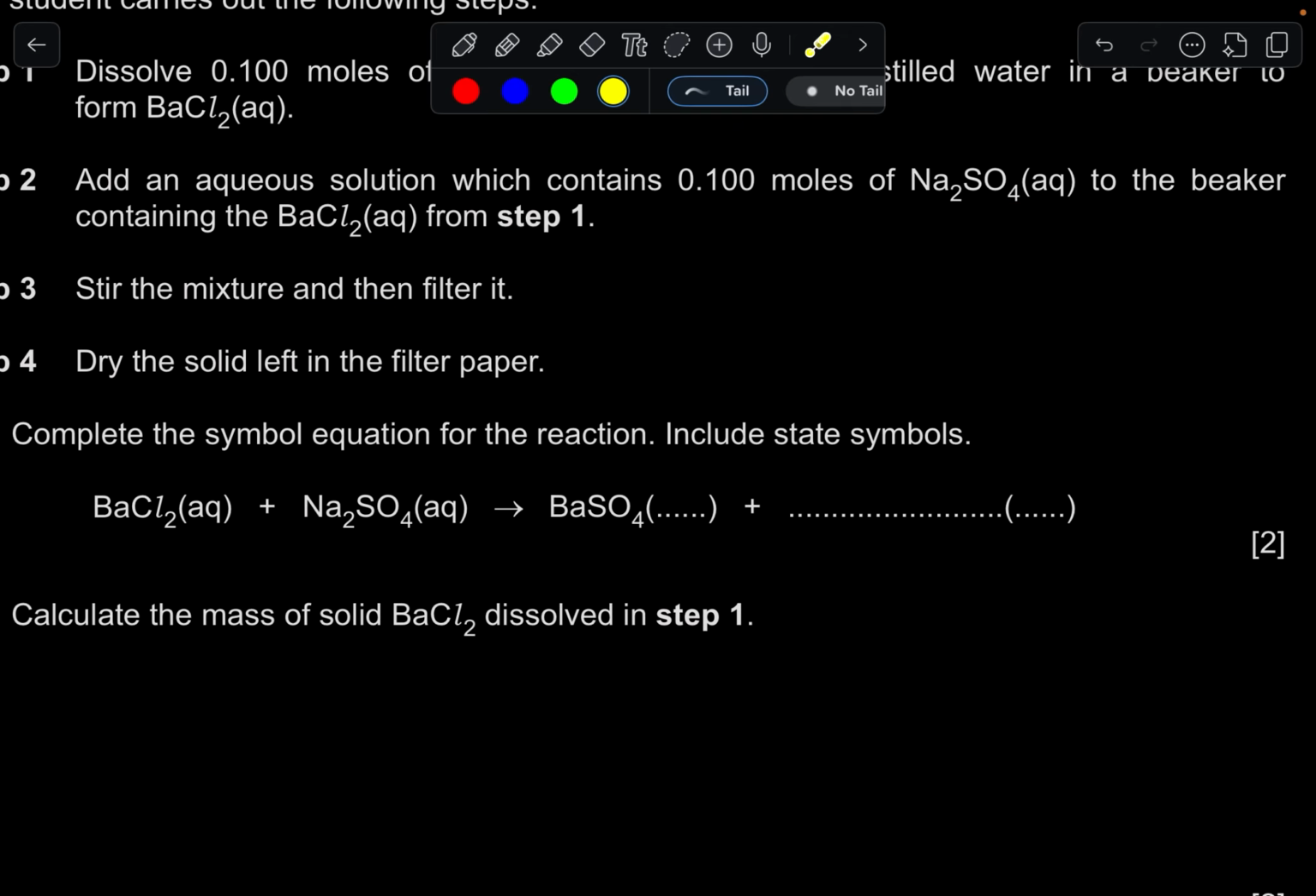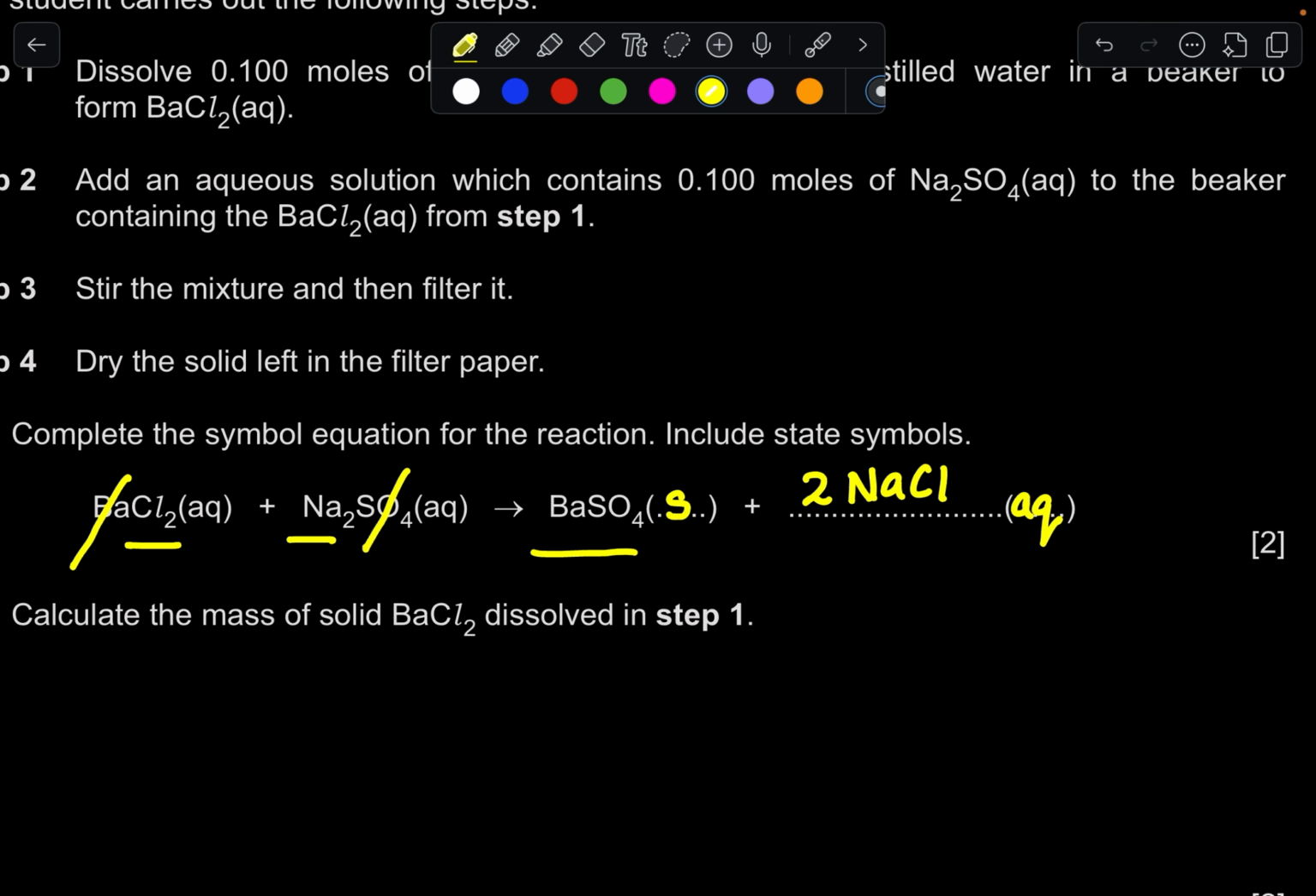Complete the symbol equation for the reaction. Include the state symbols. Whenever we form a precipitate, that's always solid. So we're going to write solid. And the other product is going to be aqueous. And what's going to be the salt? Barium is gone, sulfate is gone. So we're going to form sodium chloride. So we're going to form 2 moles of NaCl, right?